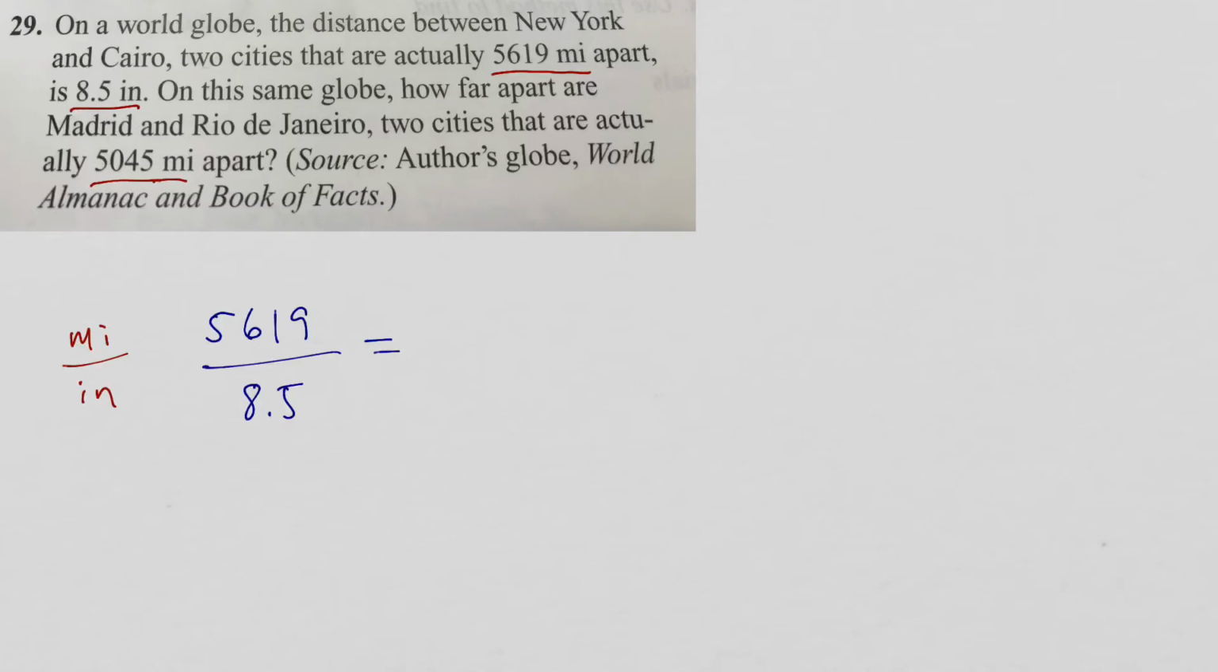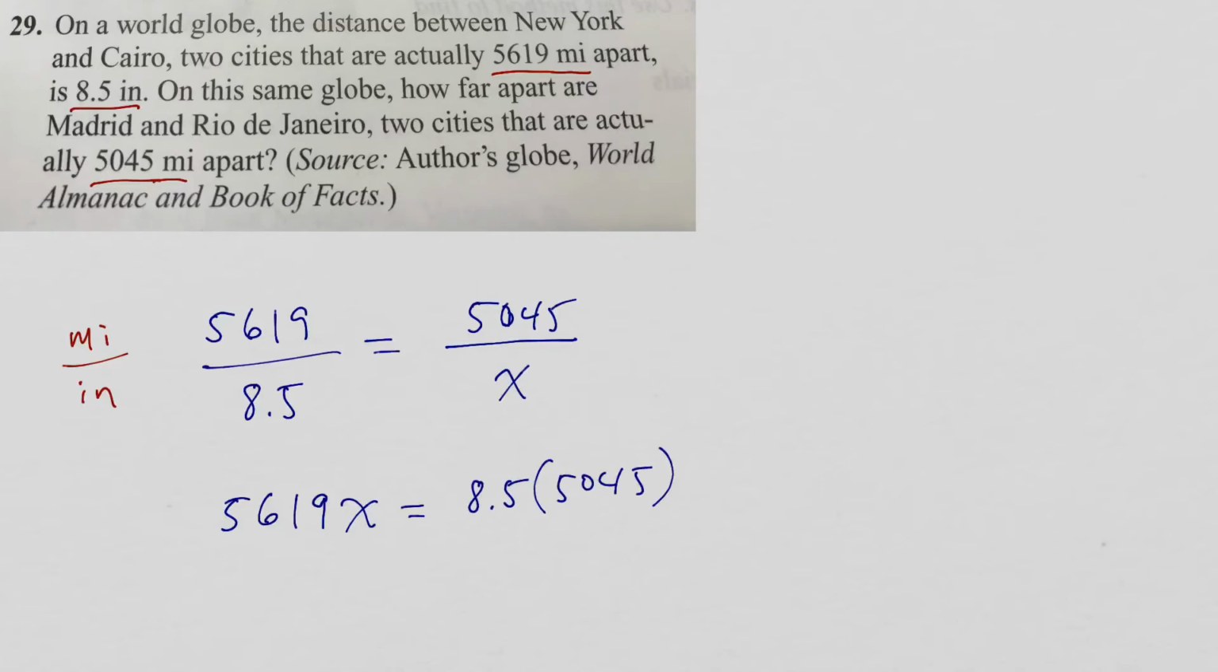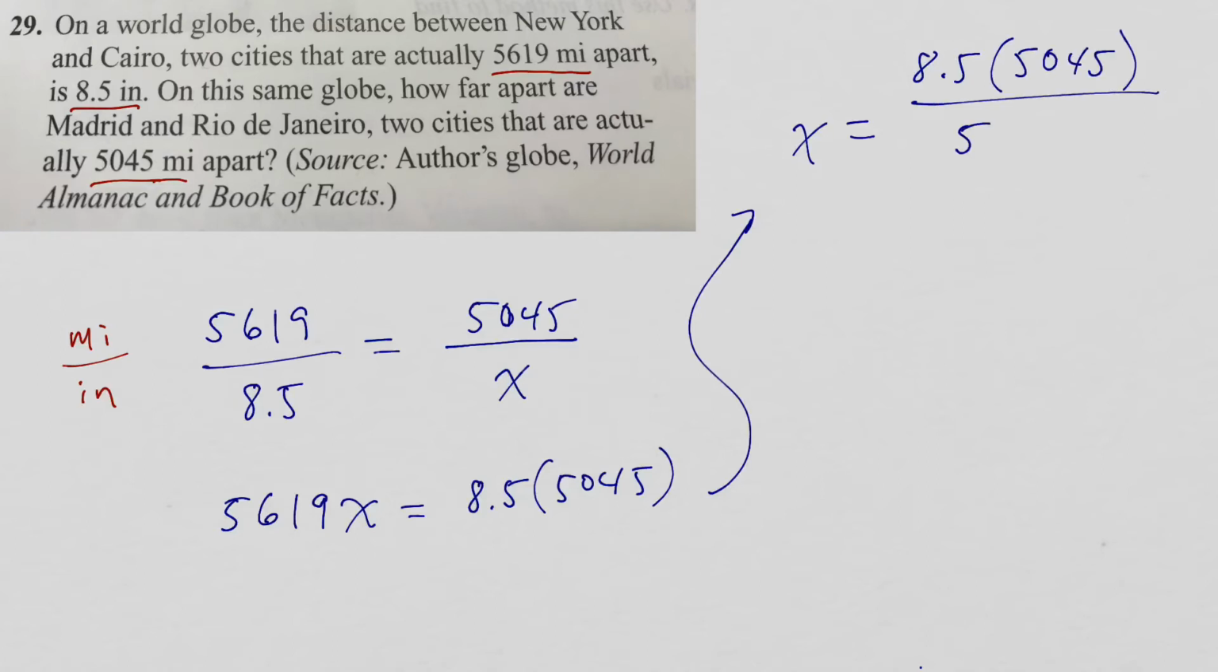So when I do this, I have to put this in the appropriate spot. I put miles on top, so this goes on top. And we don't know how many inches this represents. So when I cross multiply, I get 5619x equals 8.5 times 5045. So x is equal to 8.5 times 5045 divided by 5619. And I'm just going to grab a calculator. It's unreasonable to do without a calculator.